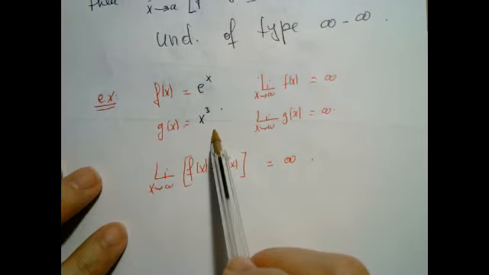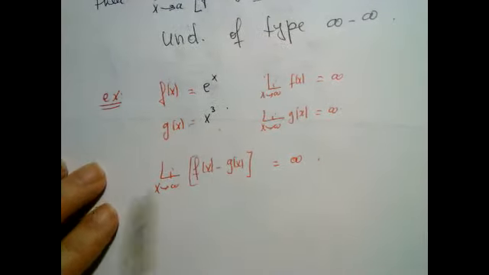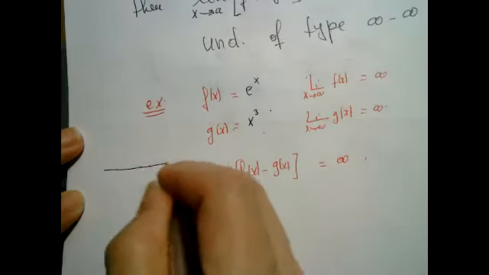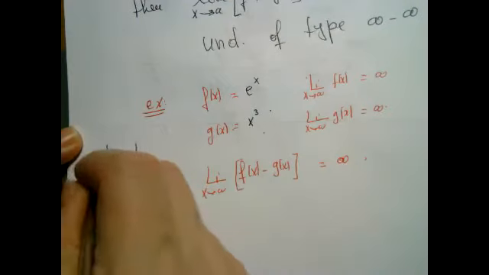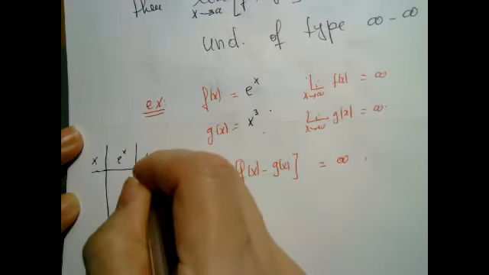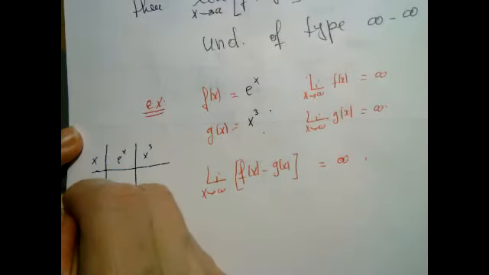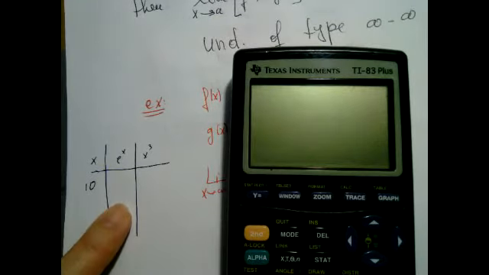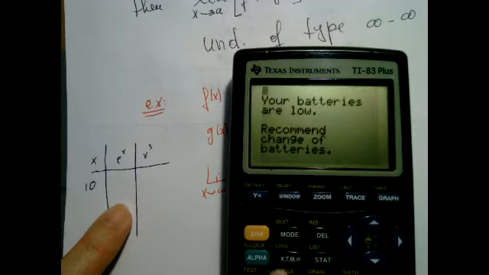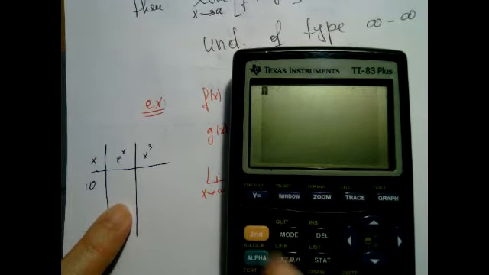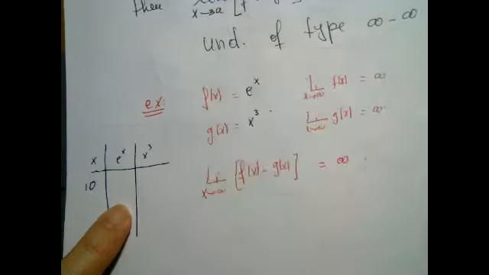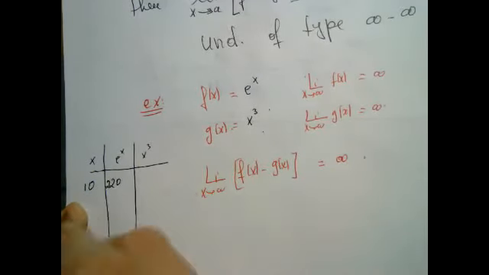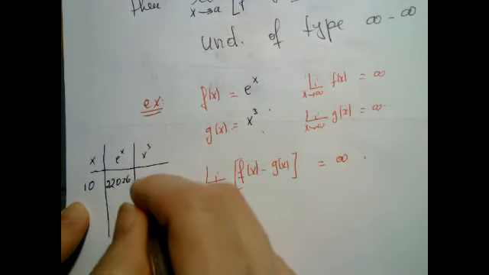E to the x, way, way faster. Remember the table we did yesterday? I really want this to be really, really clear. If I take e to the x and x to the power 3, let me take x to be 10. Watch carefully. I want you to fully interact with that idea. E to the power 10 is 22,026. X cubed is 10.